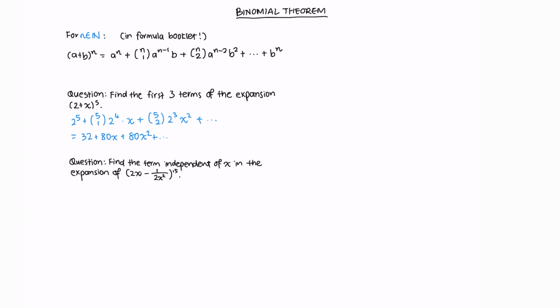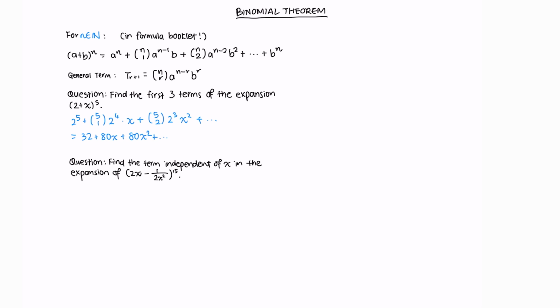Alright, let's do another question. Find the term independent of x in the expansion of this. First of all, what is the term independent of x? If you think about it, the term independent of x is just the constant term. Okay, I've neglected to tell you one thing. The general term T_(r+1) equals n choose r times a to the power of n minus r times b to the power of r. Let's use this to find the term independent of x in this expansion.